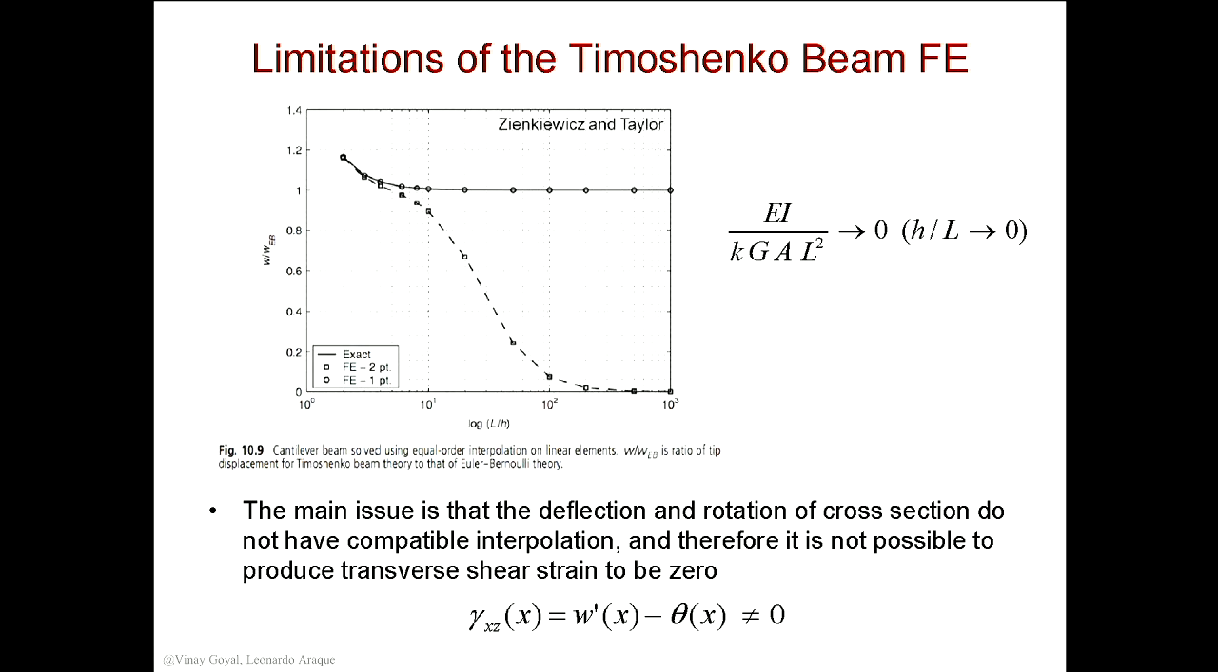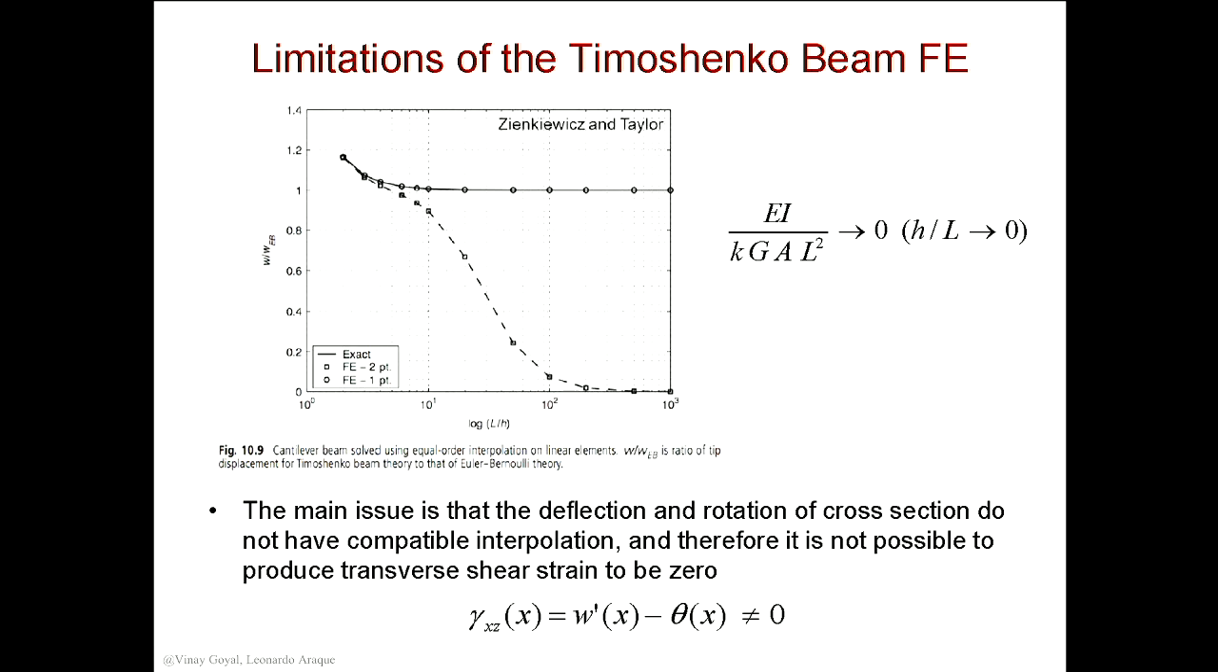The two-point solution, the two-point quadrature, which is the exact solution using FEA, is not matching the exact solution that you have gotten for very long beams. These are long beams here, okay? So not getting there. That's just to point out. The bottom line of the issue is that the deflection and rotation of the cross-section do not have compatible interpolation. That's why that's happening.